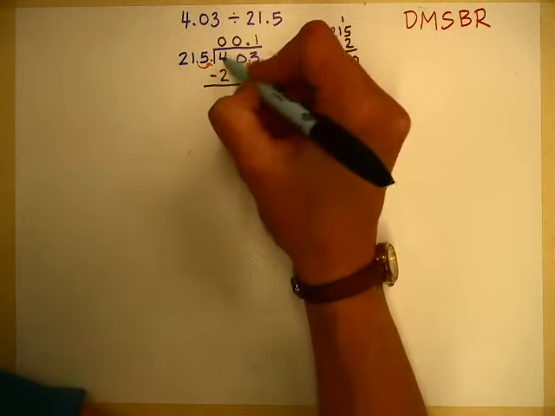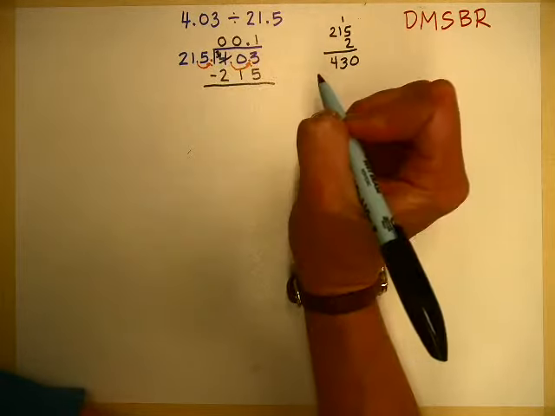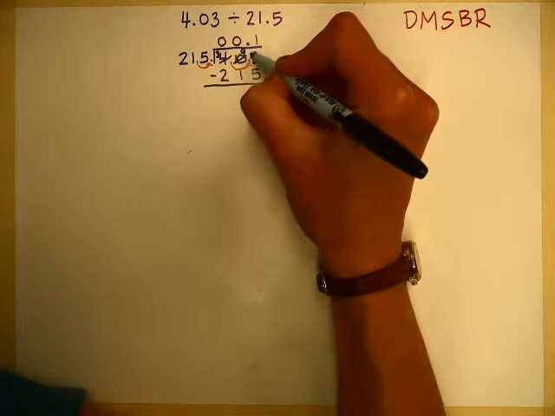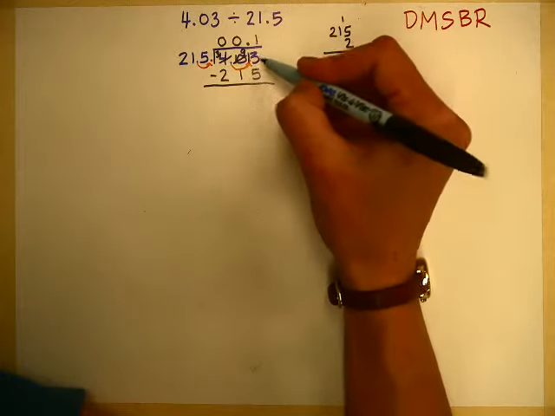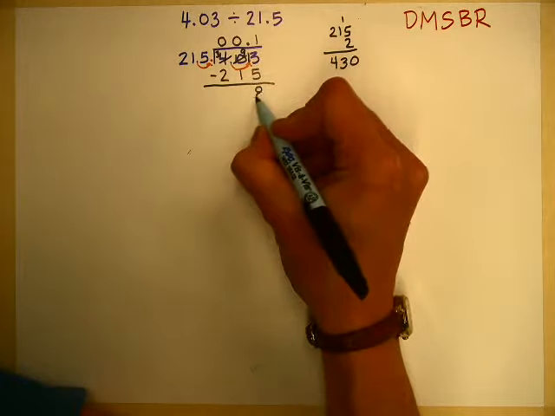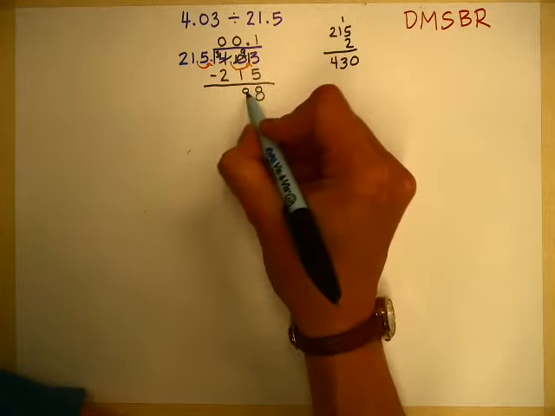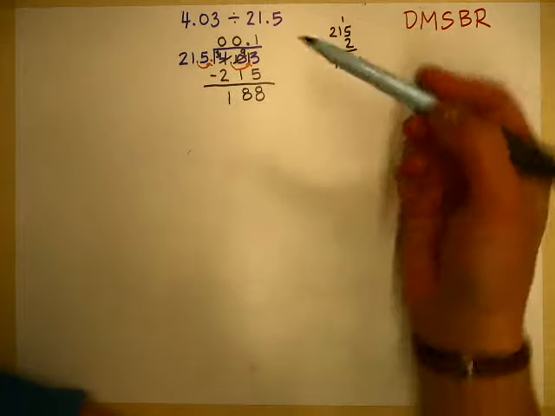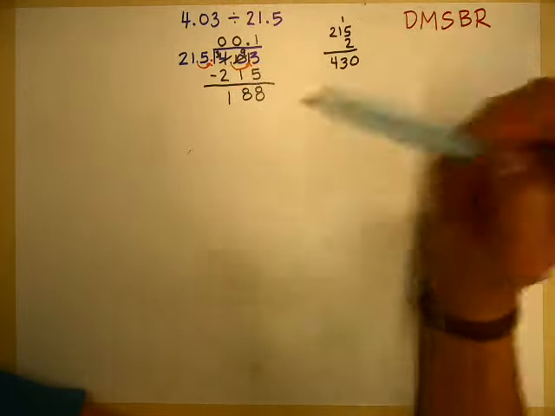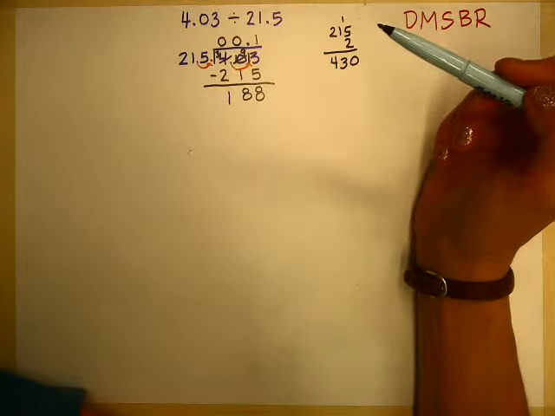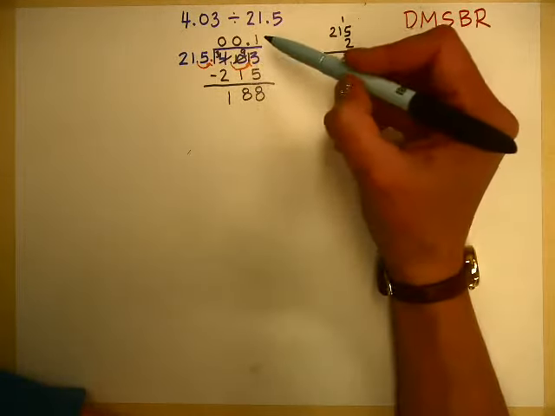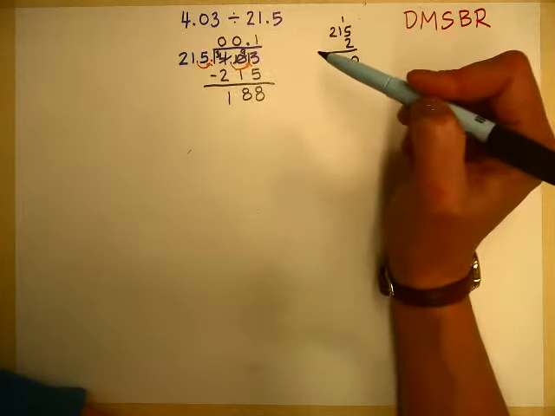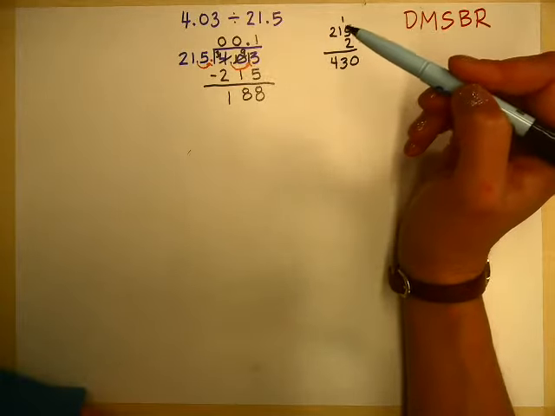So here I need to regroup. This becomes a 3, this becomes a 10, now it becomes a 9, and this is a 13. 13 minus 5 is 8, 9 minus 1 is 8, and 3 minus 2 is 1. Now we are not going to just write the answer is 0.1 with a remainder of 188, because that is not what we do when we are using decimals. We don't have a remainder and a decimal in an answer for these problems.